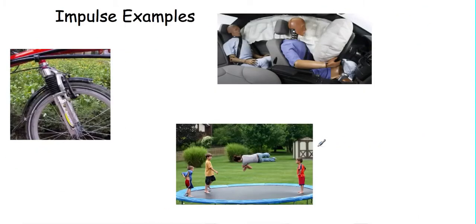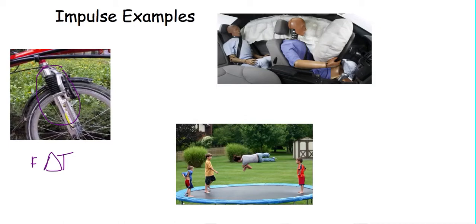We're going to look at some other visual examples. Here we have some shock absorbers on a bicycle. What does that do? Shock absorbers essentially make this collision last longer. So again, here we're going to have less force because we have a greater time interval. And honestly, all of these examples are going to center on the same idea.